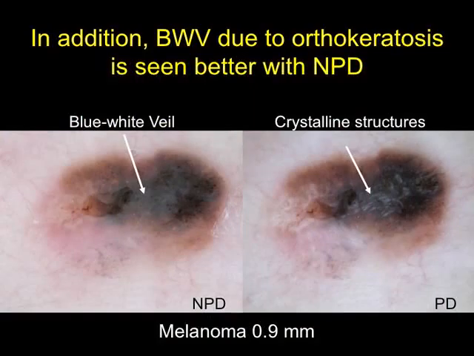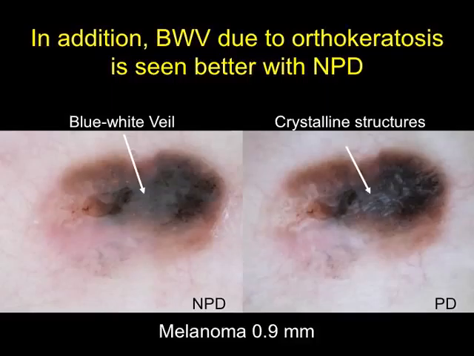Now, in addition, your blue-white veil, which is due to the orthokeratotic component, is seen better with standard dermoscopy, and you can already predict why. Orthokeratosis is sitting up high, so if it's contributing to the blue-white veil, you're going to see it better with standard light. Polarized light is going to go past that, and therefore it's not going to be a factor. So this blue-white veil that you see here is all due to orthokeratosis.